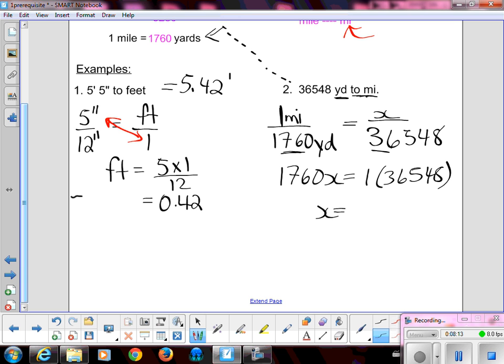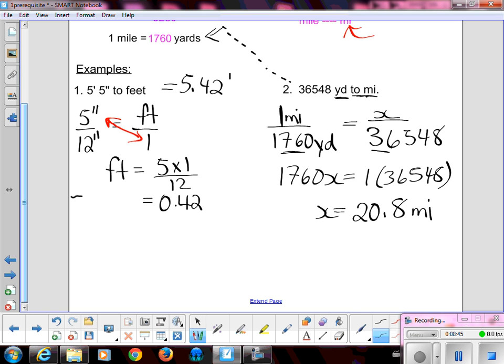So x, when we divide by that, let's bring up a calculator very quickly. And I think I have one in my hand. Instead of bringing up the graphing one on the computer, we'll just use a little handheld one. So here we have 36548, and we're dividing it by 1760. For a grand total approximately 20.8, and that would be miles.